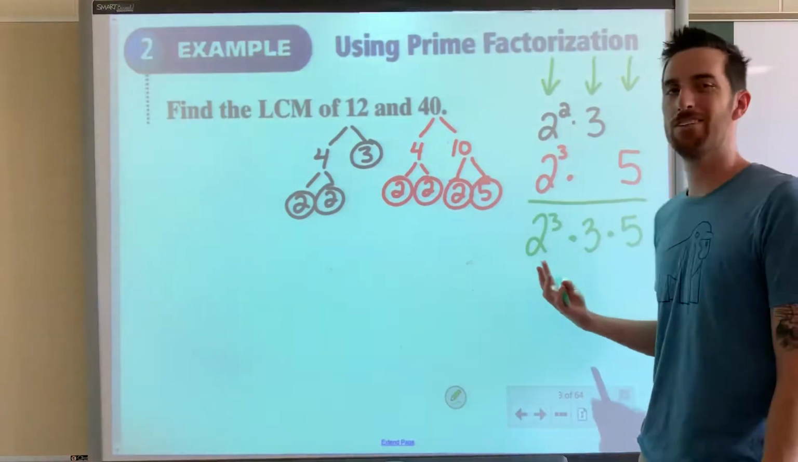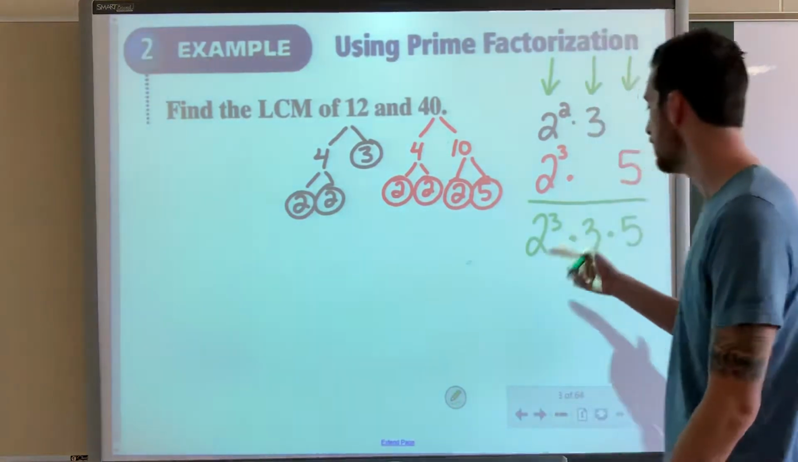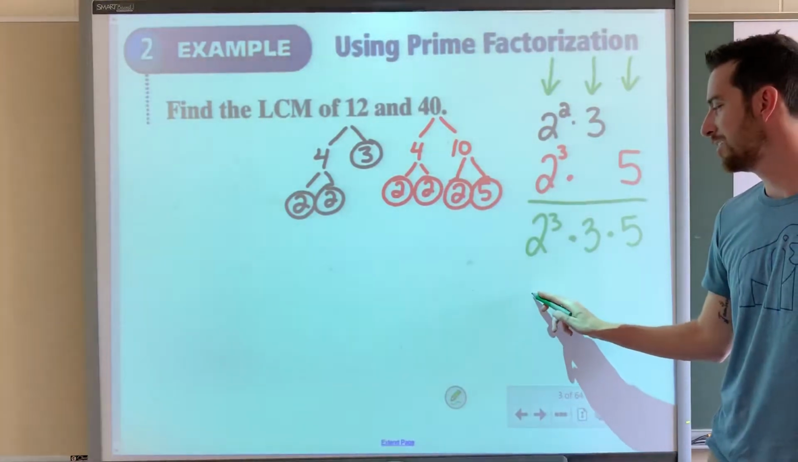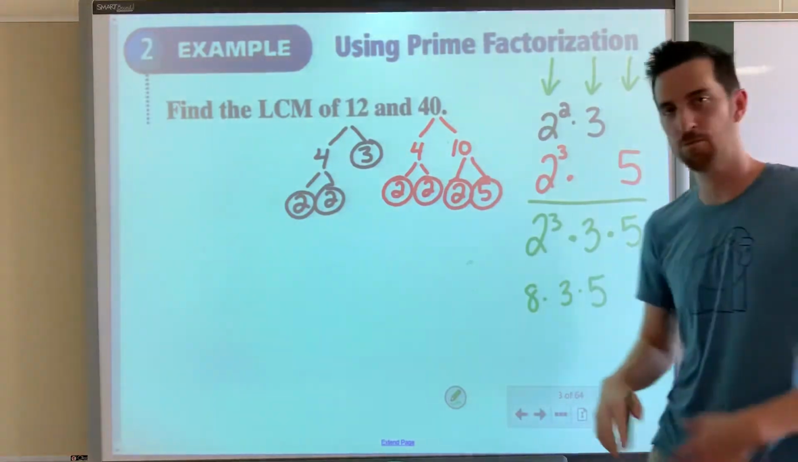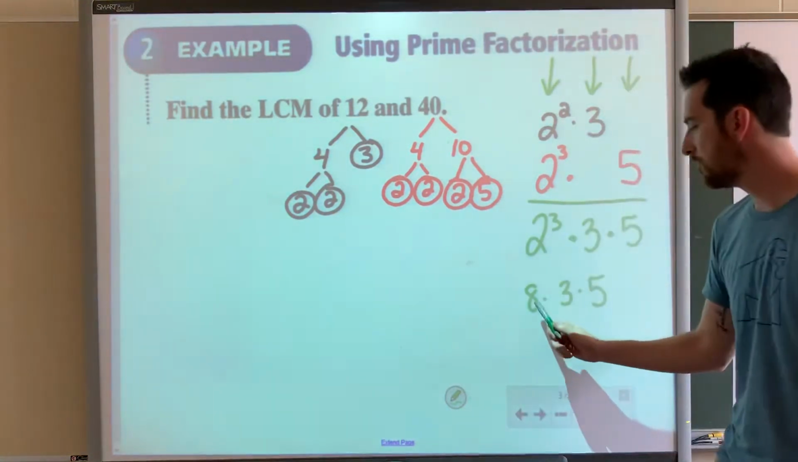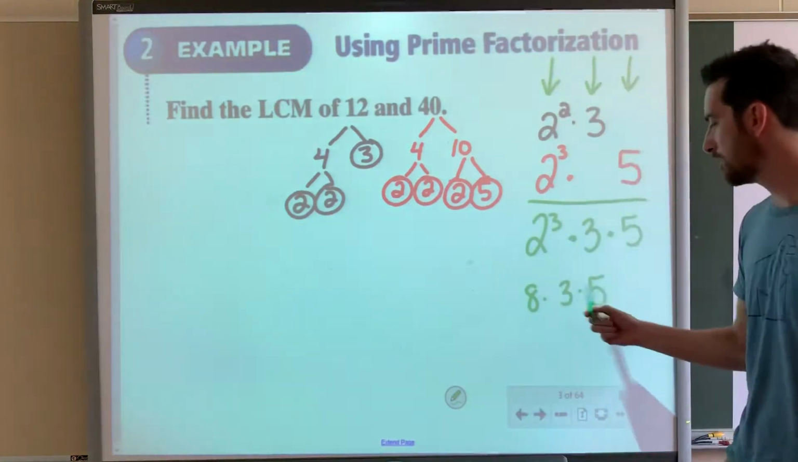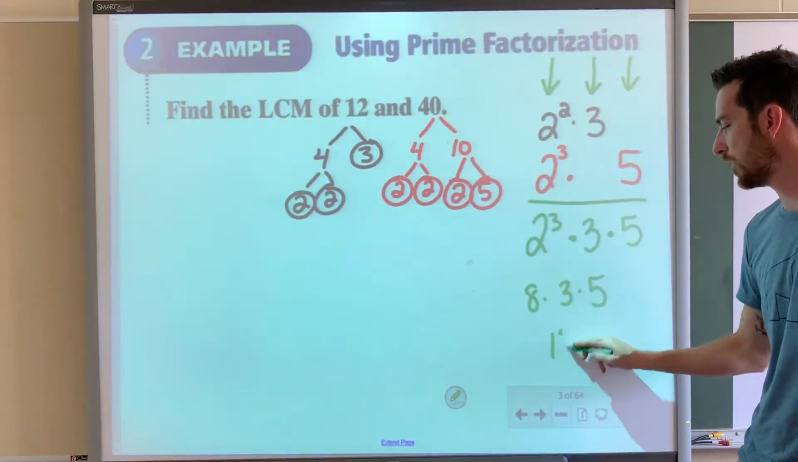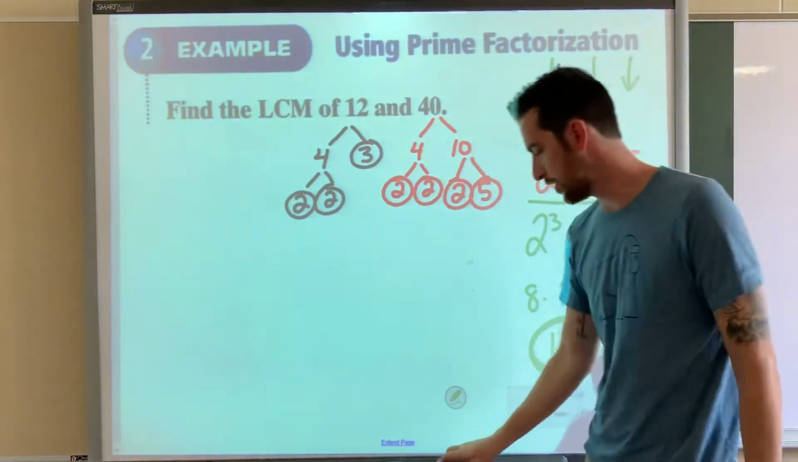Now, they don't say find the least common multiple in prime factorization, so they want the actual number. 2 to the third is 8. So we have 8 times 3 times 5. Remember, you can multiply these in any order. So I could do 8 times 5 because I know that. That is 40. And then 40 times 3 is 120. That's one way you can do it.